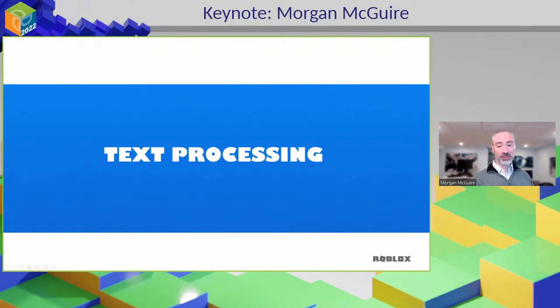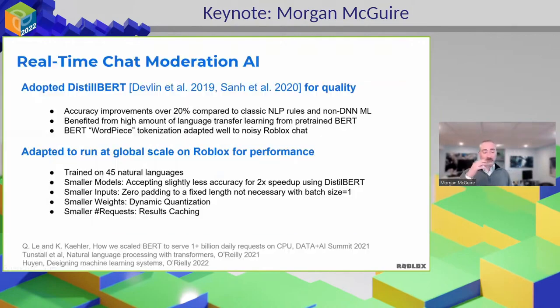Text processing, so totally different direction. All text is moderated when players are chatting with each other. And we had previously used classic natural language processing and non-deep neural net ML. This is the way moderation had been working for many, many years. And what was a real breakthrough for us was research by others that released both the BERT system and then the distilled BERT, a slightly more efficient version, more recently. And when we adopted that, we saw an instant 20% improvement compared to our previous techniques.